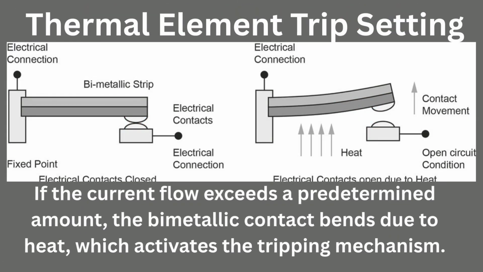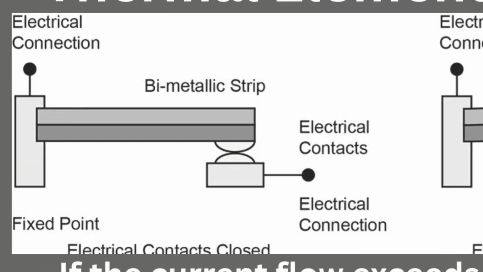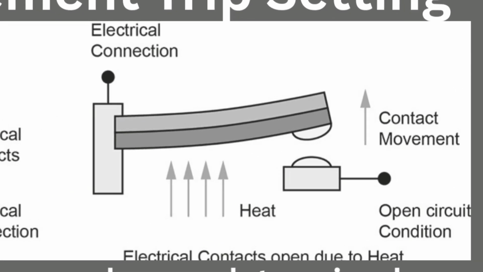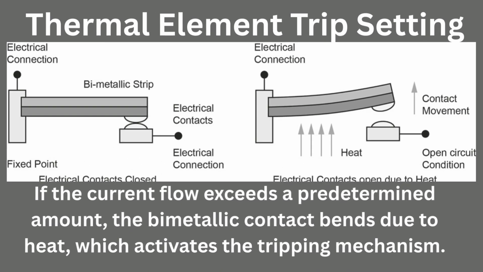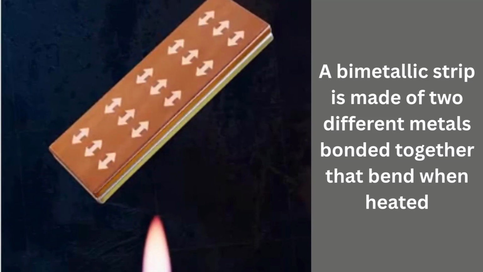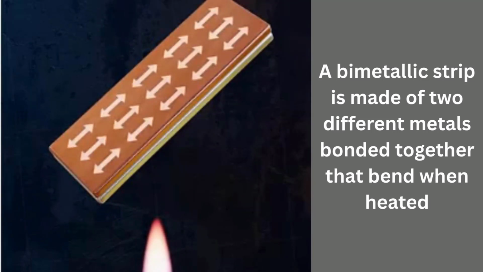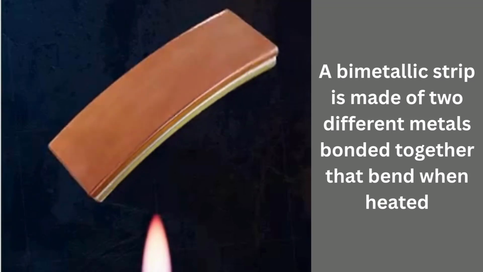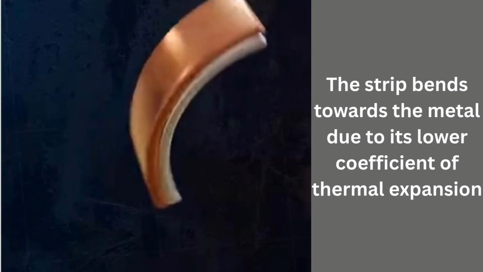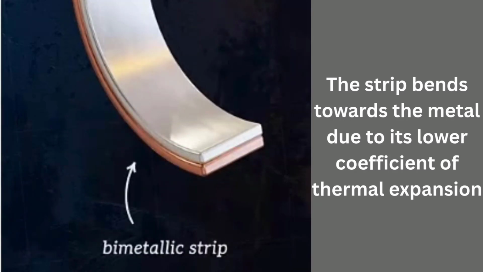Thermal-magnetic trip setting. If the current flow exceeds a predetermined amount, the bimetallic contact bends due to heat, which activates the tripping mechanism. A bimetallic strip is made of two different metals bonded together that bend when heated. The strip bends towards the metal with the lower coefficient of thermal expansion.